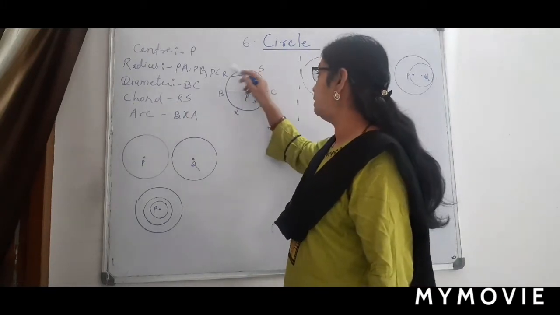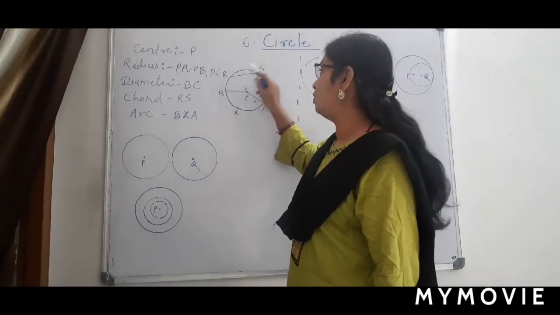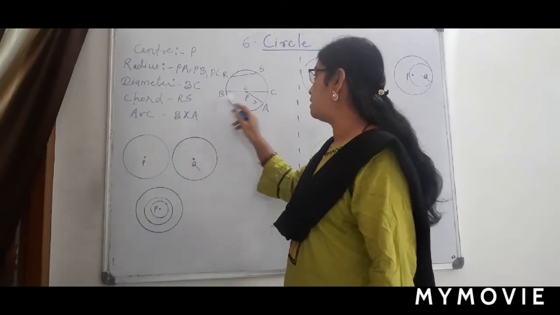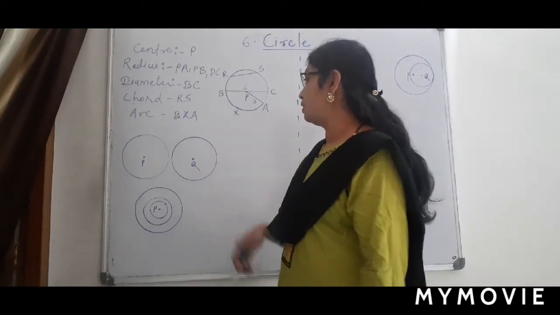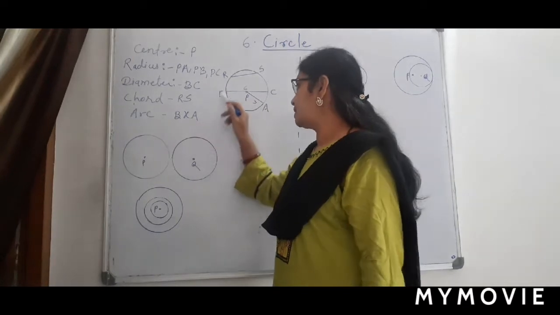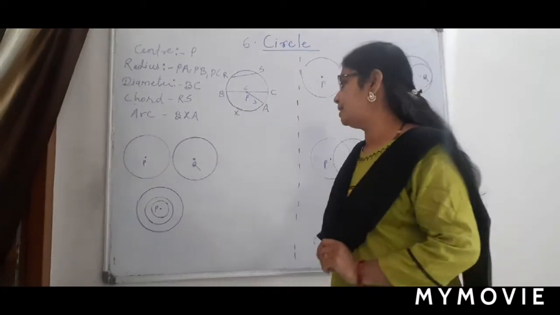Then what is a segment which joins the circle in any two distinct points called? It is called a chord. Which is the chord? RS is a chord and BC is the longest chord. Which is the longest chord? BC is the longest chord. And what is an arc? ABXA, it is an arc. These terms you have already studied in 8th standard.